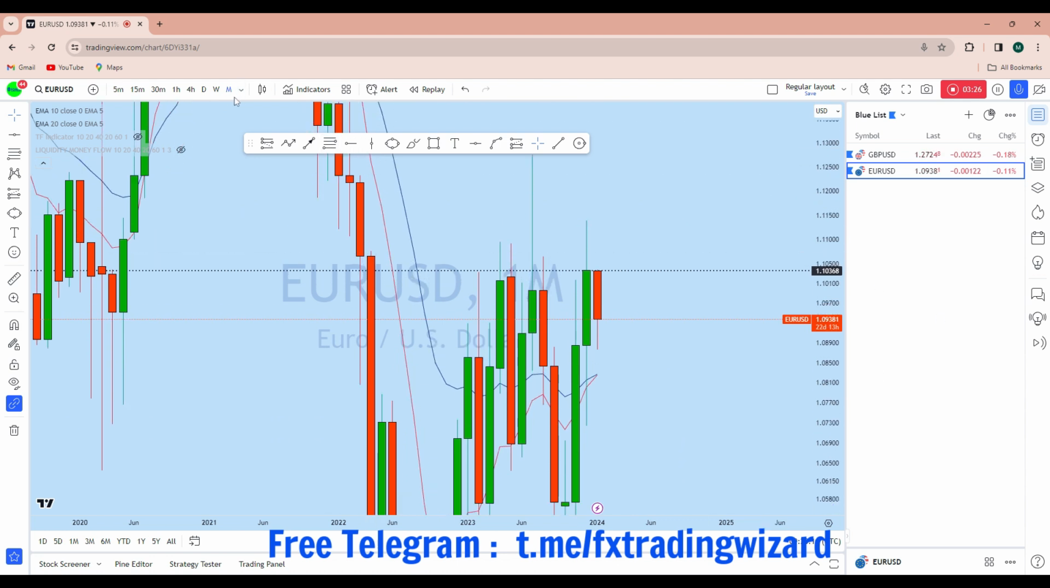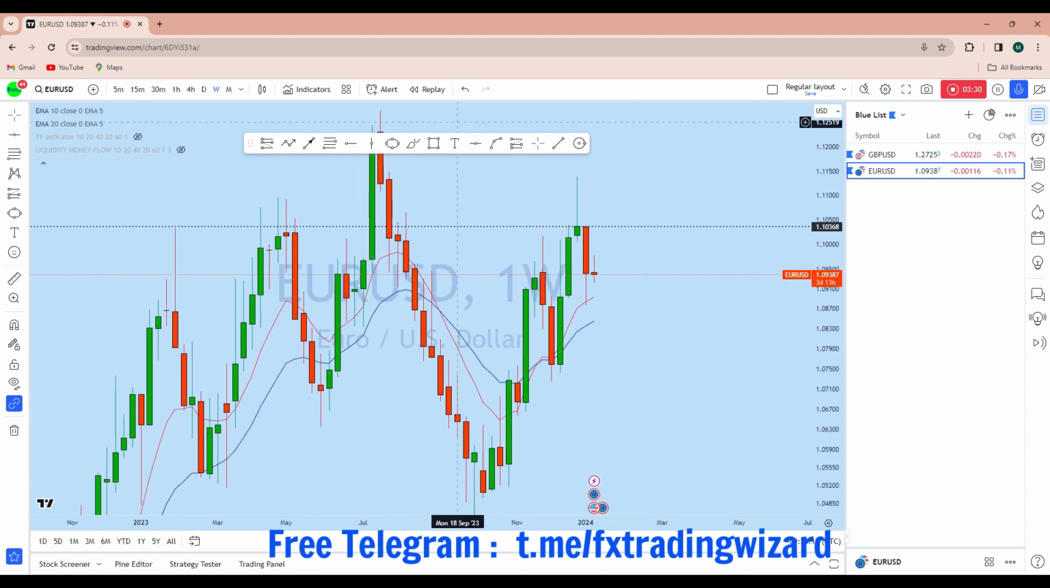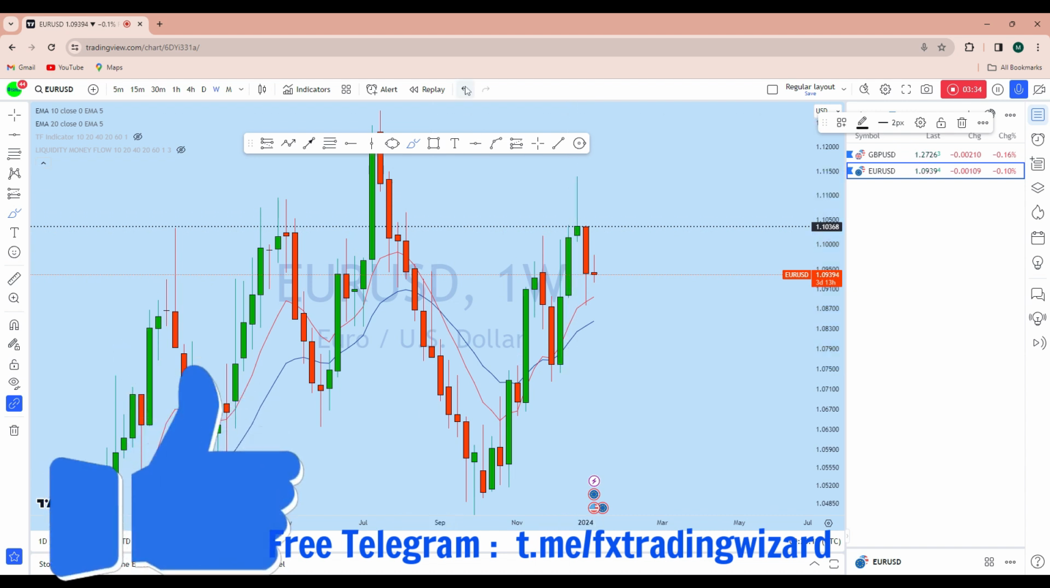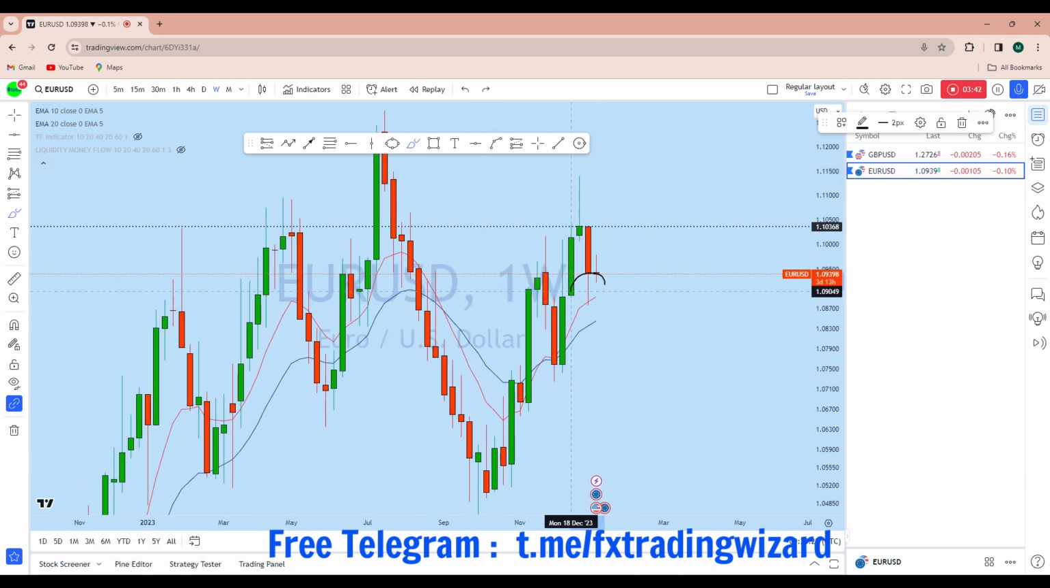Now if we look at the weekly chart on euro dollar, we can see that from the weekly perspective this is the weekly bullish move, and with that weekly bullish move we see that euro dollar currently dropping down, and with the drop previous week we saw a long wick candle. Now this week what we can expect on euro dollar is to come down to fill that level.